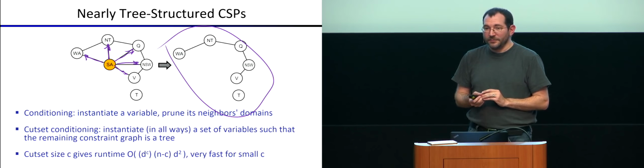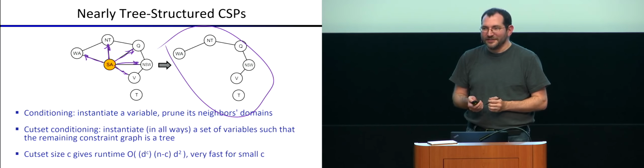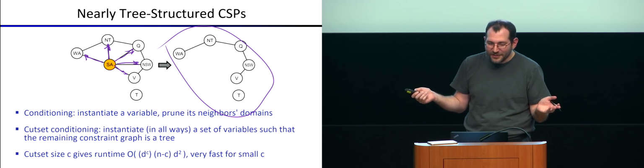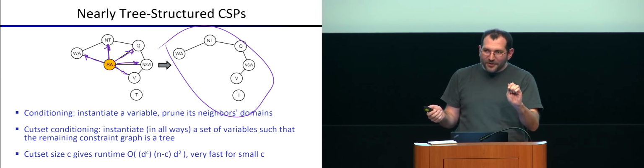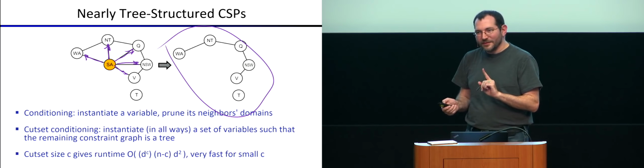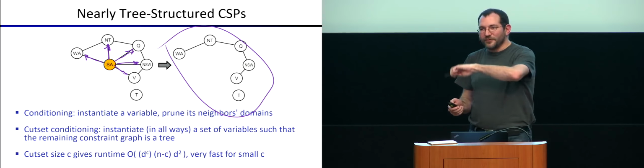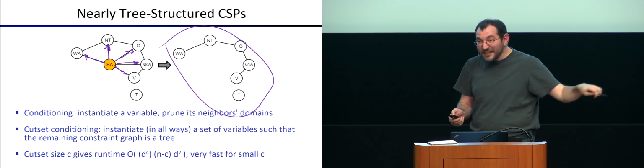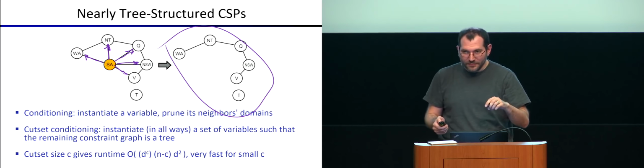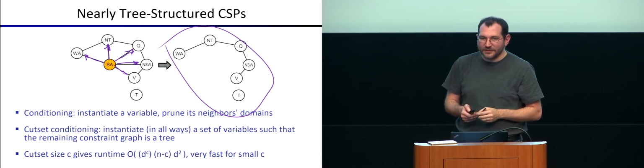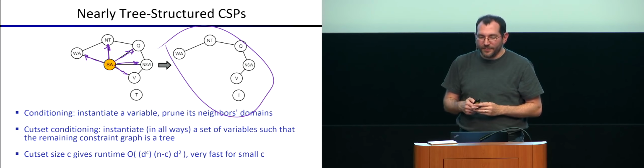Is it the same problem? No. Because I just assigned SA to red. And in the original problem, I didn't know what to assign SA to. So what we can do is we can pick a node and we can assign it, not once, but in every possible way, and then solve the residual graph. And any of those solutions concatenated with the cutset's assignment is a solution to the original problem.